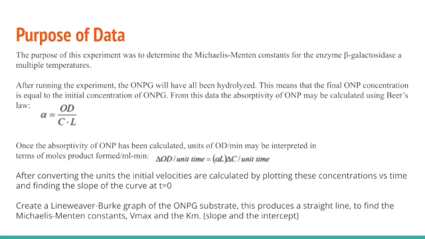Then you're going to want to create a Lineweaver-Burk graph of that ONPG substrate. And this graph should give you a straight line, which should make it a lot easier to find the Michaelis-Menten constants, Vmax and Km, using the slope and the intercept.